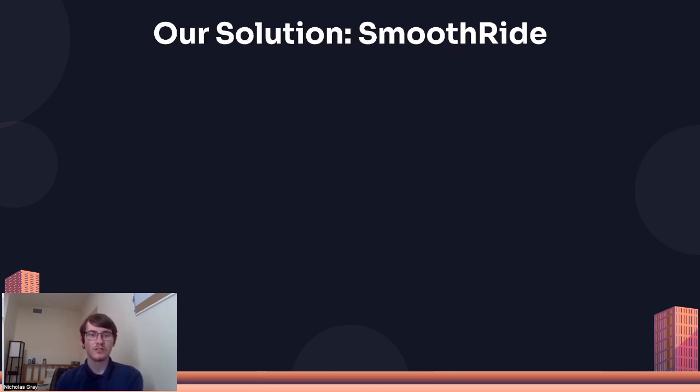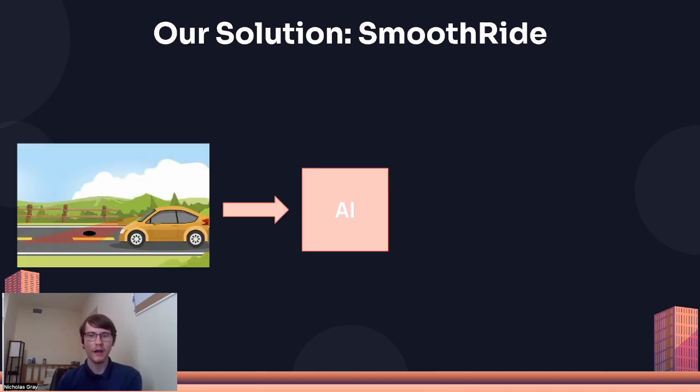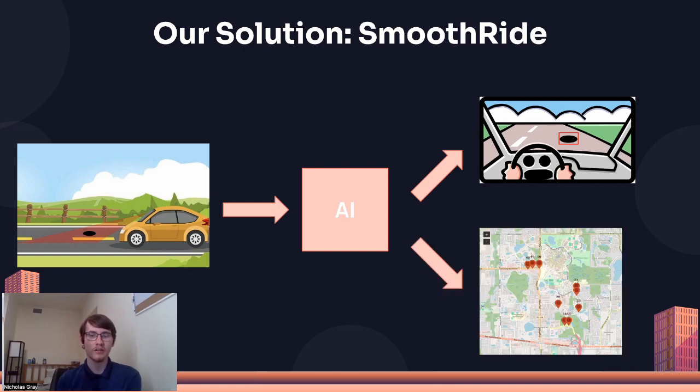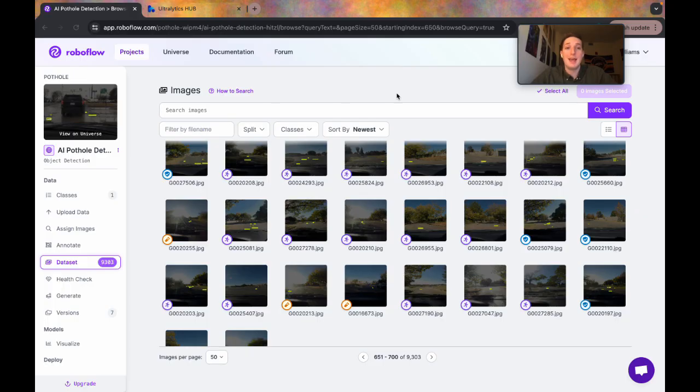Our solution is SmoothRide, which uses the power of AI to help drivers know where potholes are coming and to avoid them, and to help municipalities know where potholes are so that they can fix them later and make our roads safer. When you're creating an AI pothole detection app, the first thing you need to do is create the actual AI model. And to do that, you need a large data set of images to train it on.